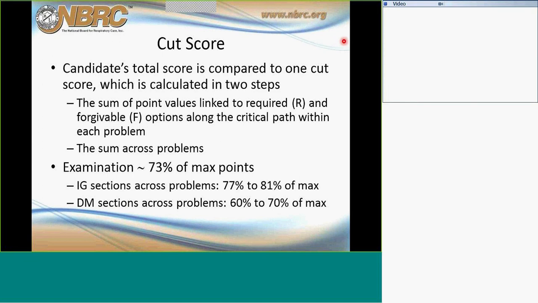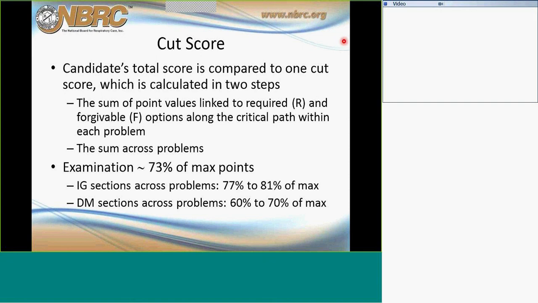for that problem. And that's the first step in determining the cut score: first figure out what the cut score is for each of the 20 problems, and then simply sum the cut scores across the 20 problems into a grand total, and there is the total cut score that's compared to test taker scores, and is the basis for passing and failing the examination.